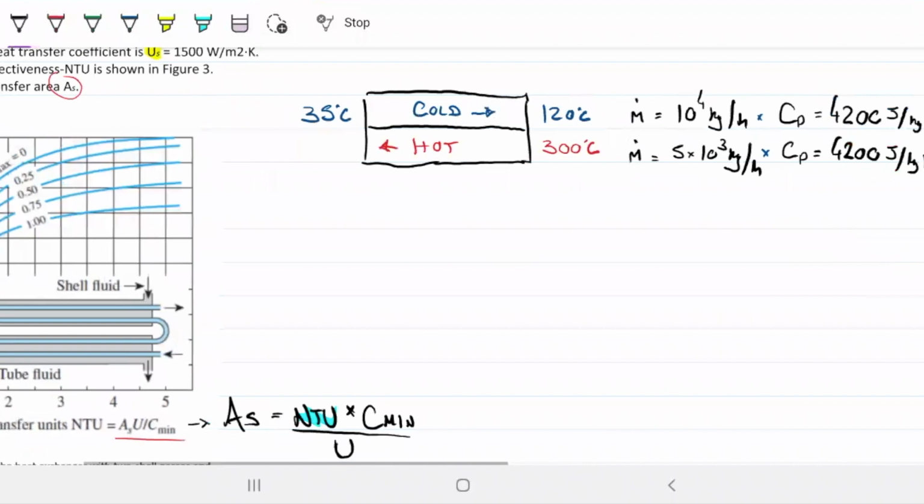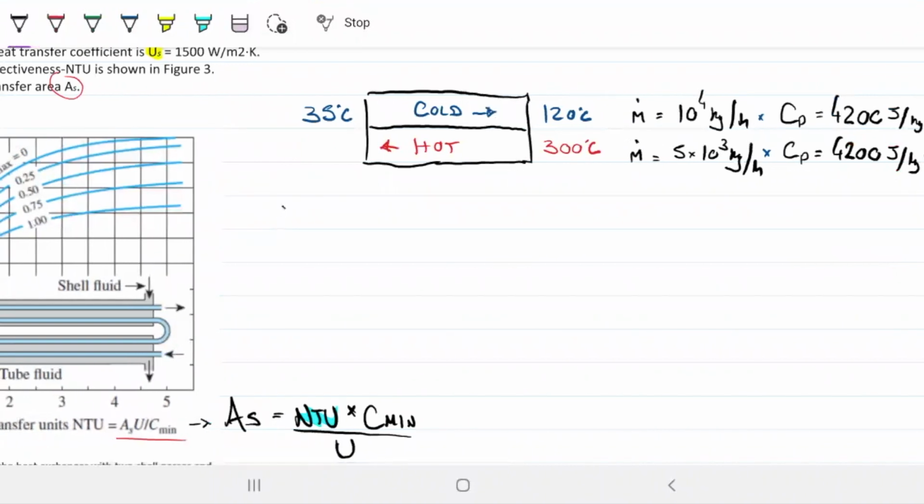But what we don't have at this point in time is the effectiveness, and we need that to be able to solve this question. And we know the effectiveness is the actual Q divided by the maximum possible Q. But note that we have everything we need to find it, because for the actual Q, we can use the Q of cold or the Q of hot. And obviously, I'm going to choose to use the one of cold because I have all the data for that.